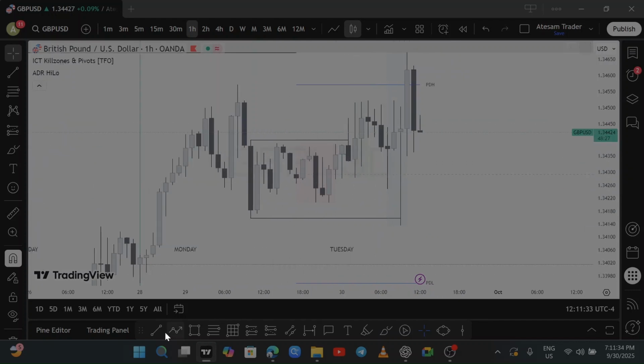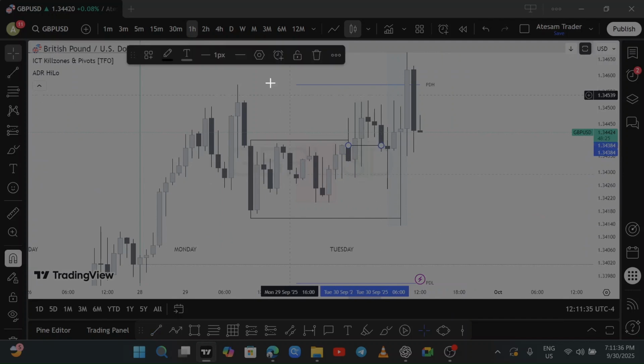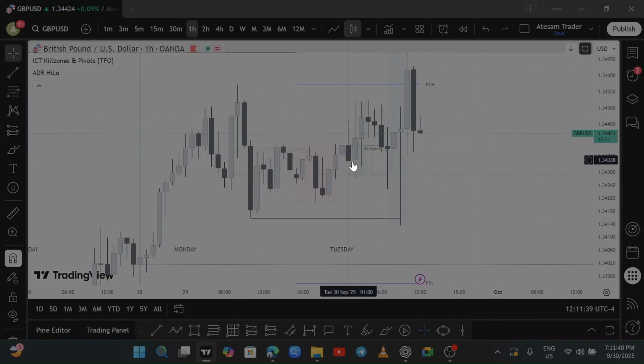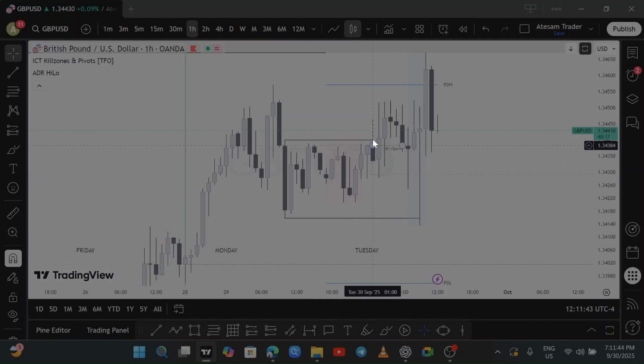When I saw the 1 a.m. form the reversal here, this is the 4 hour open. This candle formed the reversal. I took entry on this candle, and I was thinking this is the high of the 4 hour, and this candle should continue downside to these lows. So this was my whole idea.